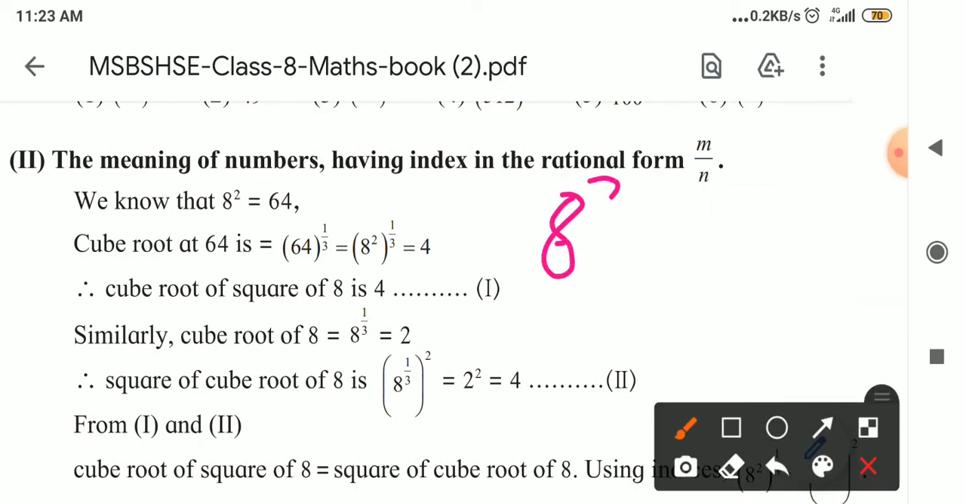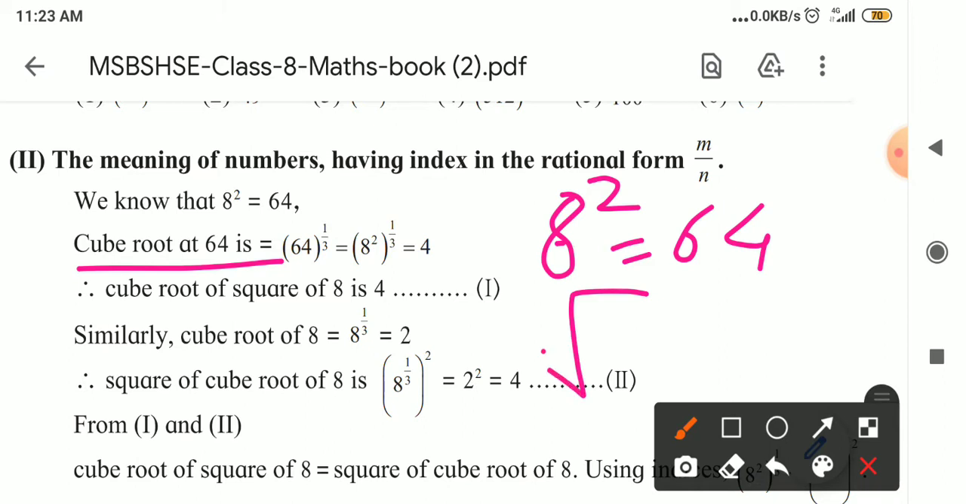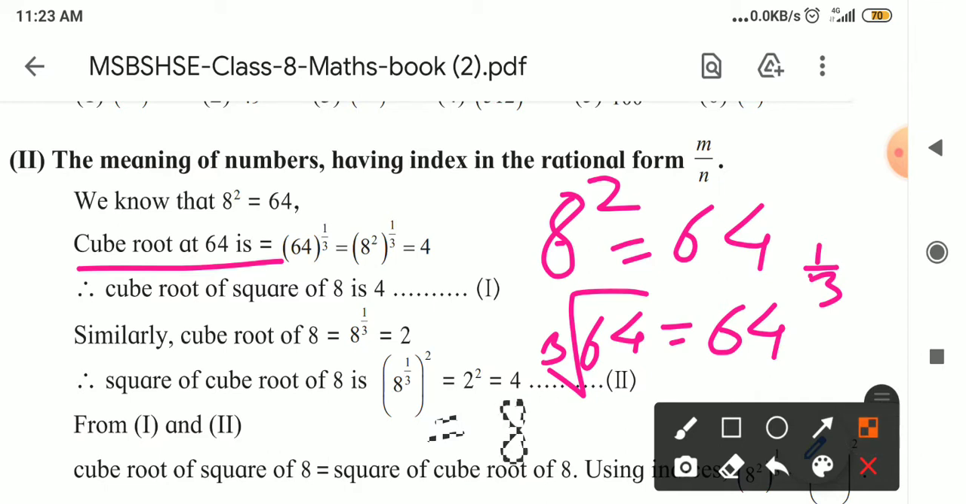8 square means what? 64. Okay, so cube root of 64. How are we writing this? 64 raised to 1 upon 3. This is a similar way of writing. Yesterday we saw that this 64 is a square. So square of which number? 8 square is there. So 64 you can write as 8 square, raised to 1 upon 3.